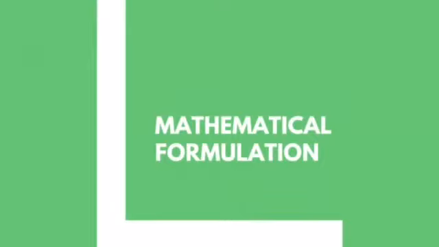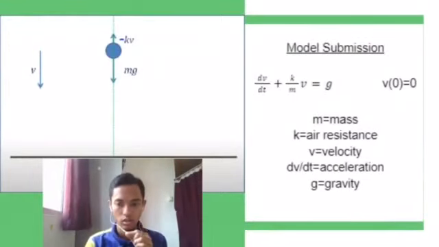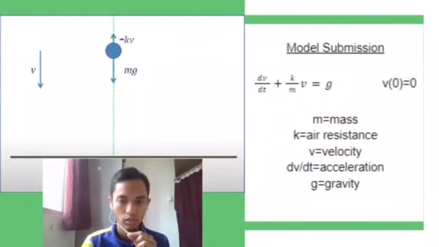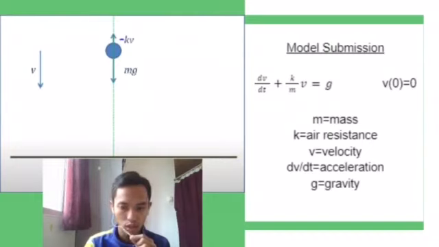Next, we will look at the mathematical formulation. We consider a falling body with gravity acting on it and air resistance proportional to the body's velocity. The body is subjected to two opposing forces. The weight W equals mg, the force due to gravity, and the force due to air resistance equals negative kV. F equals mg minus kV is the net force.